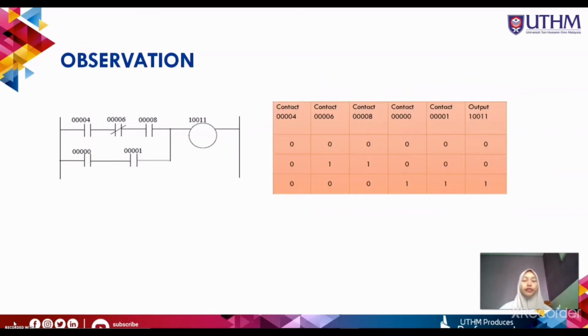Okay, so the observation for the simple example for the previous question. We assume that all contacts are zero, which is not activated and no current flow, so the output is zero. If we activate contact 0006 and contact 0008, which is one activated and has a current flow, still the output is zero. And if we activate contact 0000 and 0001 for the second row, the output will be activated, which is 10011.